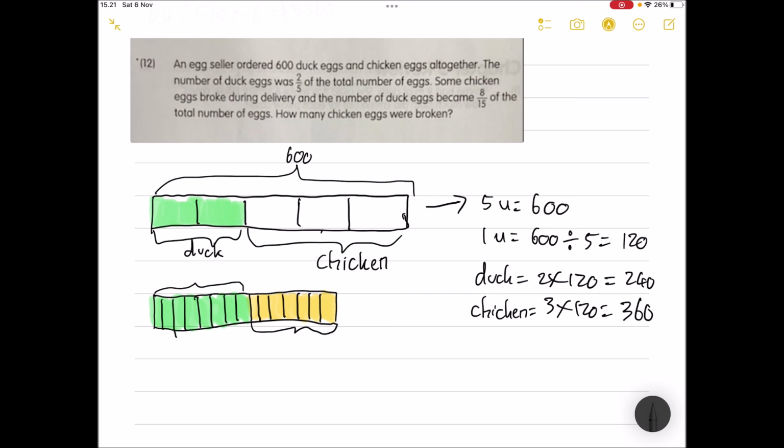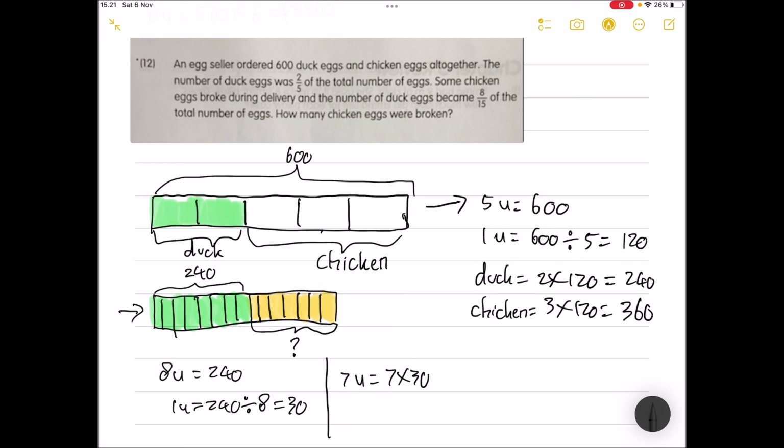Now we know the duck is 240. We know the chicken is 360. When we look at the bottom here, we know the duck does not change. So we know that this is still 240, right? So what we do is 8 units is actually 240. So 1 unit is 240 divided by 8 equals 30. Then we want to find the chicken after some of them break. So I want to find the 7 units, which is 7 multiplied by 30. The answer is 210 eggs.